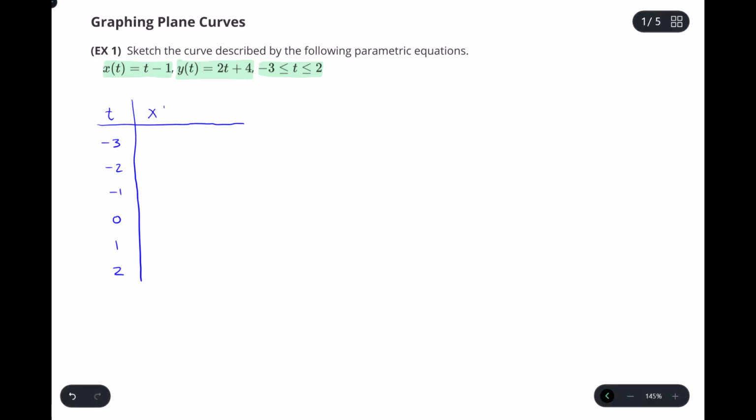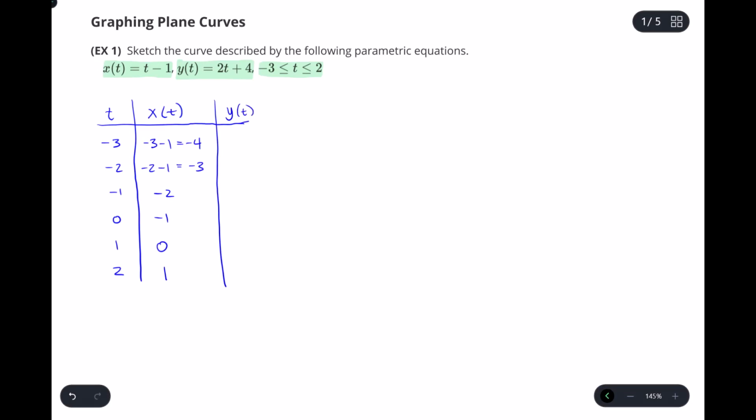So x of t is telling us the value of our x-coordinate for when the point occurs when t is equal to -3. So if I put -3 into the function x of t, it would be -3 minus 1, which is -4. If I put in -2, it would be -2 minus 1, which would be -3. And then -1 minus 1 is -2. Then I would have -1, 0, and 1. So these are all the x-coordinates of points that exist on this plane curve.